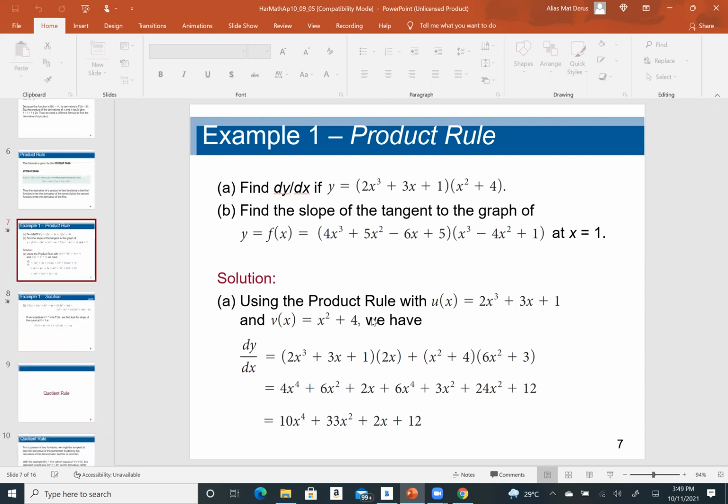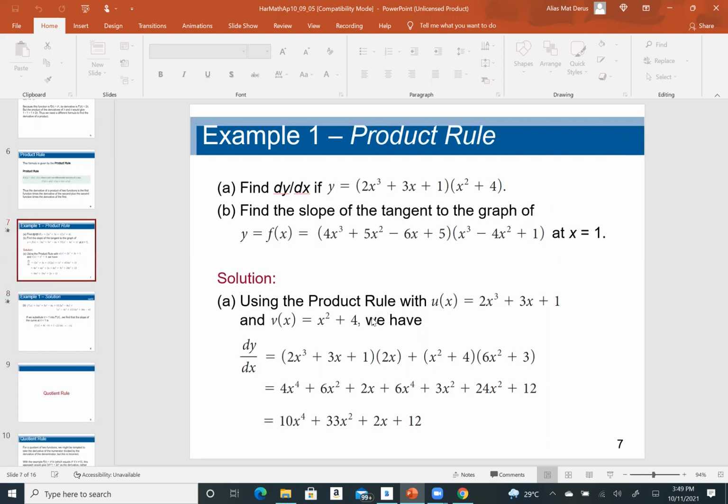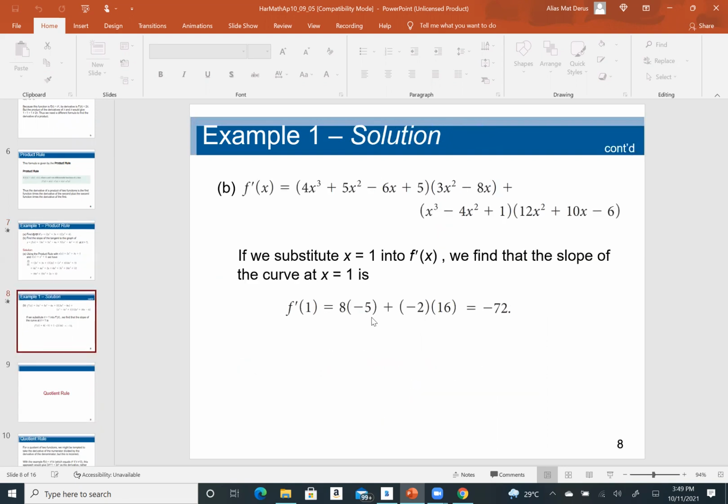Okay, got it? In that one, they already give you the solution. But we don't want the solution right away. What you want is the way I did it. You let u be the first term, get the derivative of u, and then let v be the second term, get v prime. Then put in the formula.